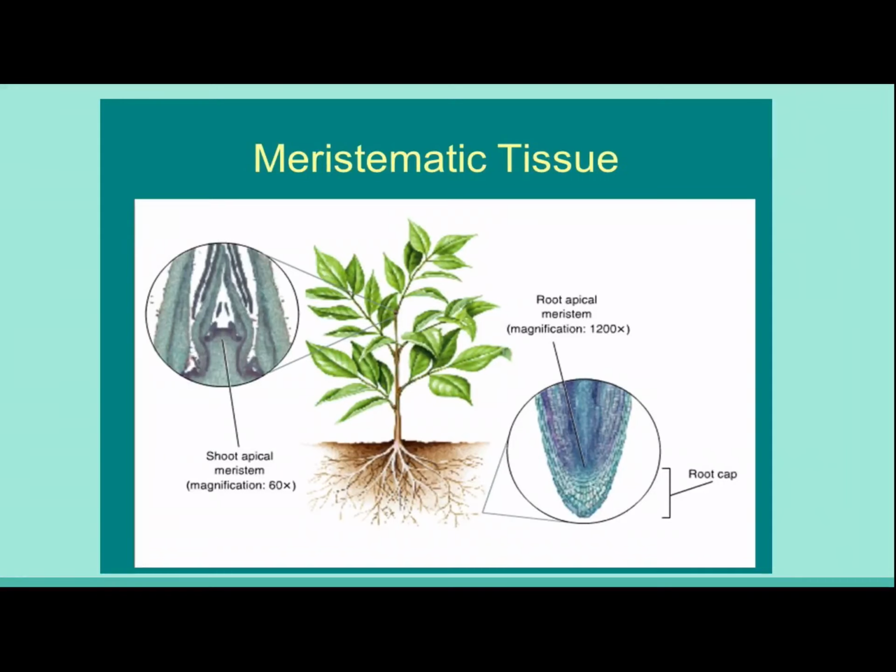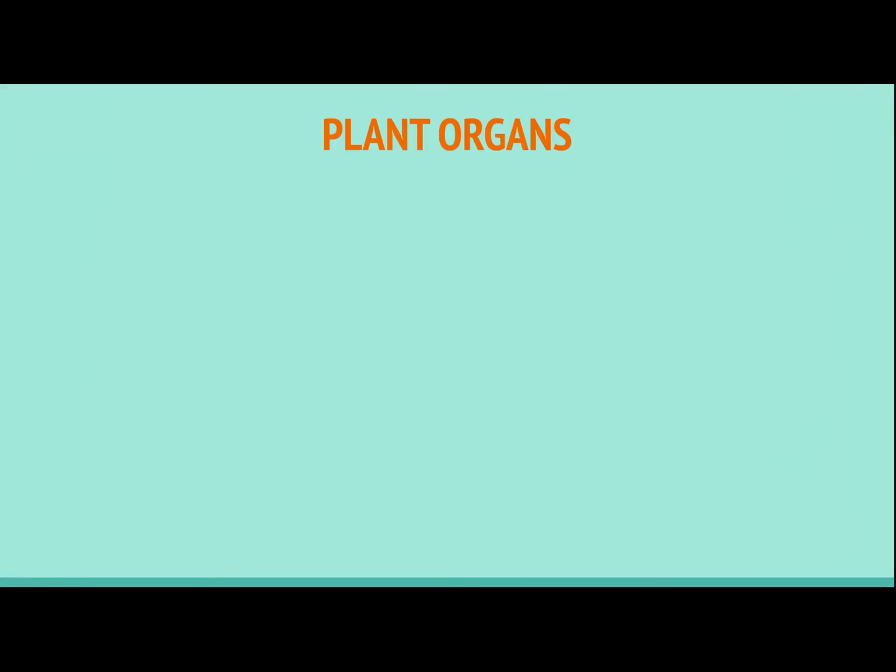If you look at the shoot on the left-hand side of this slide, you can see the apical meristem is right there at the base of the stem, where it's coming up out of the ground. Those cells divide, pushing the stem up. So in the meristem, the cells divide, pushing the root down, and in the stem, the cells divide, pushing the stem up.